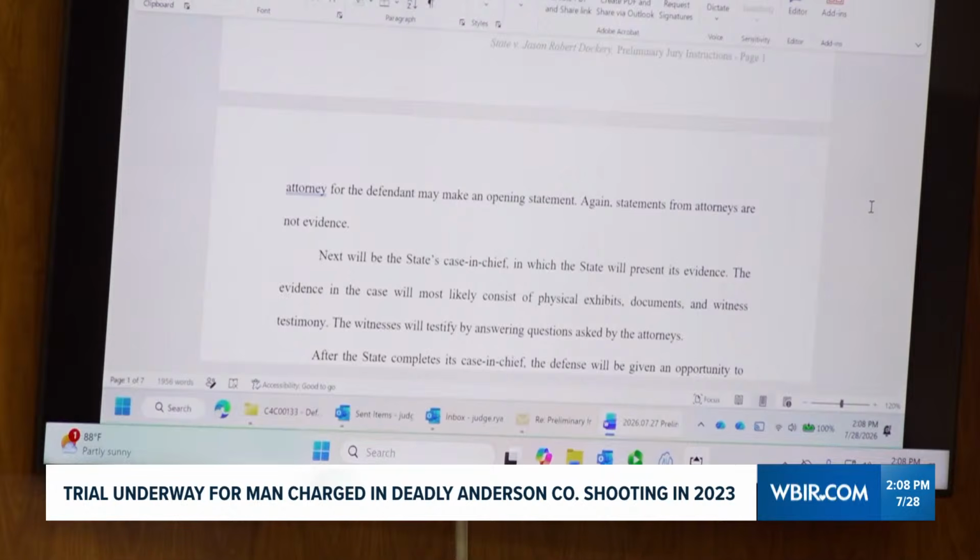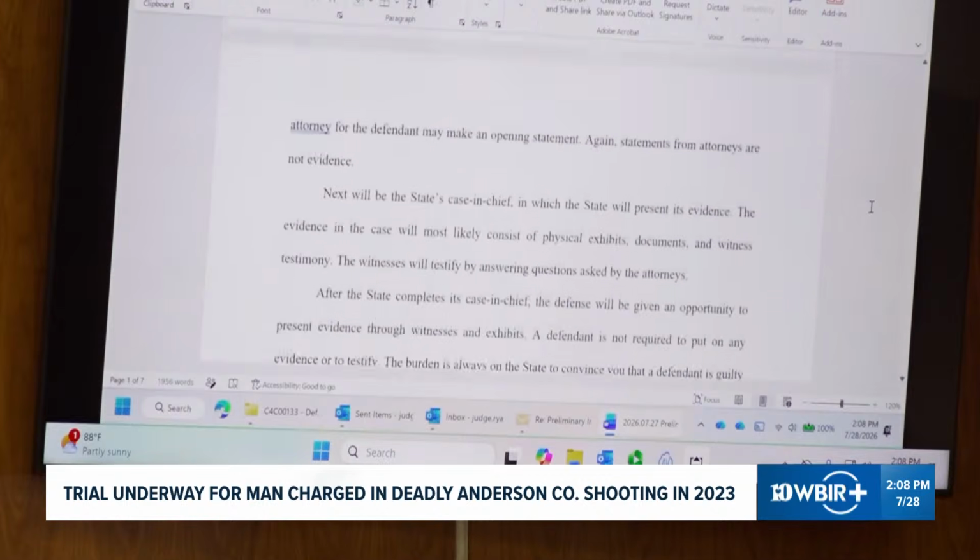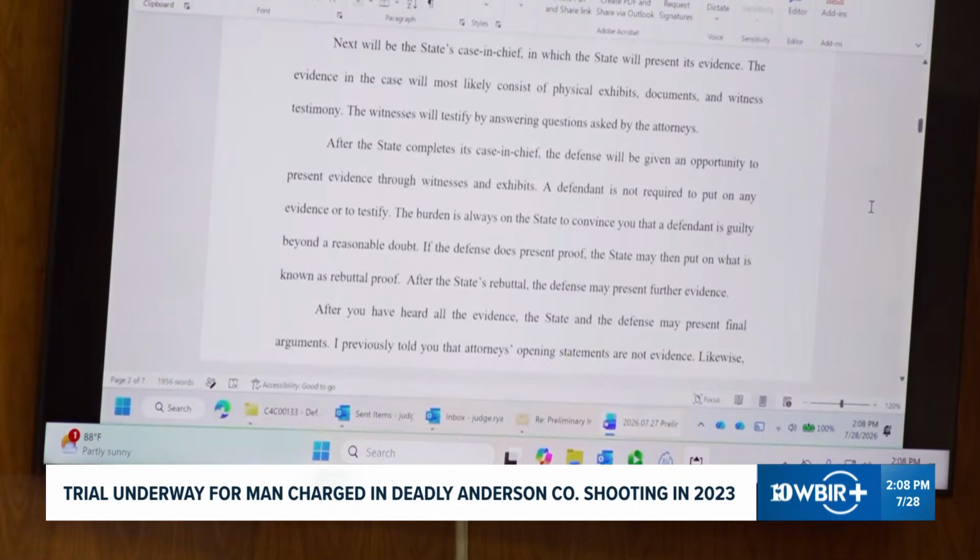Next will be the state's case in chief, in which the state will present its evidence. The evidence in the case will most likely consist of physical exhibits, documents, and witness testimony. The witnesses will testify by answering questions asked by the attorneys. After the state completes its case in chief, the defense will be given an opportunity to present evidence through witnesses and exhibits. A defendant is not required to put on any evidence or to testify.